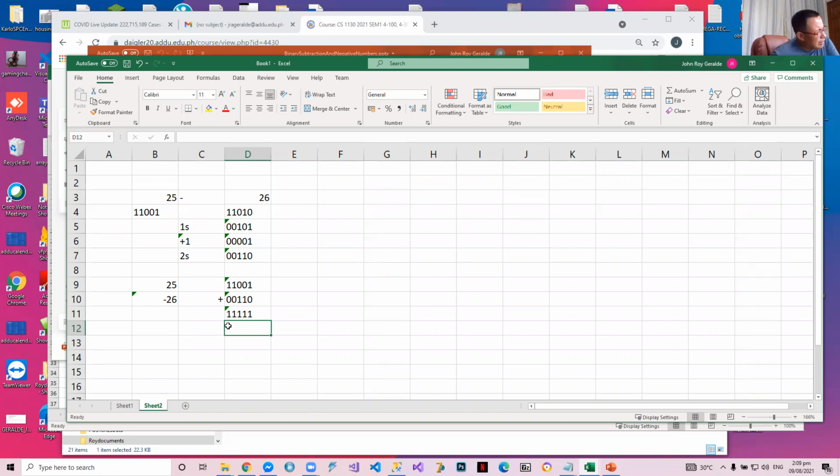If you convert this, 26, this is a negative number. How do we know that it's negative? For a negative number, the last digit, the leftmost digit, should be a 1. Okay.